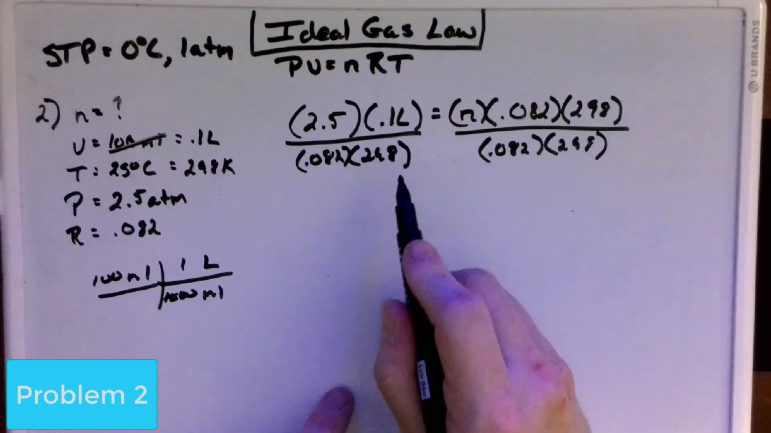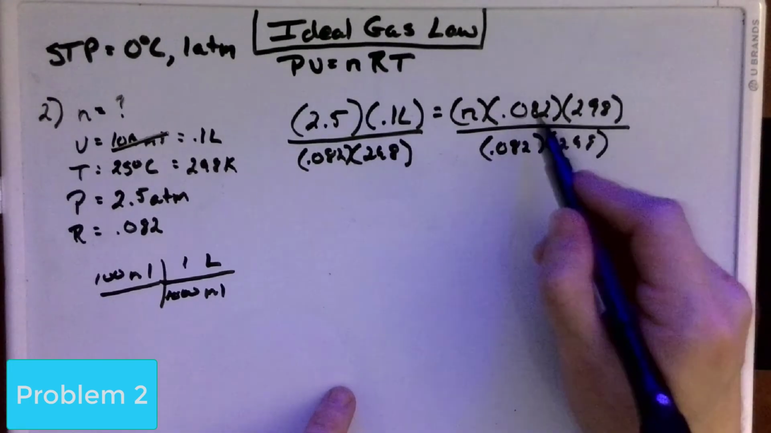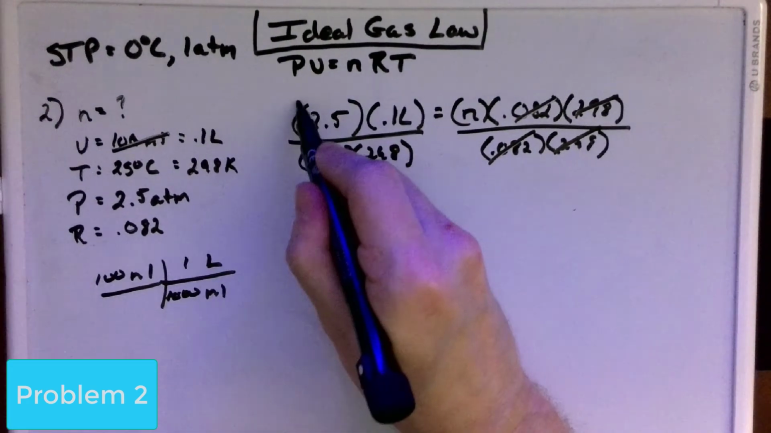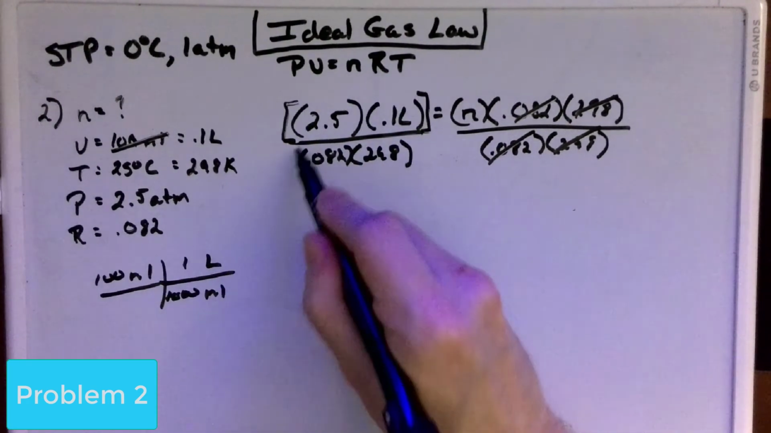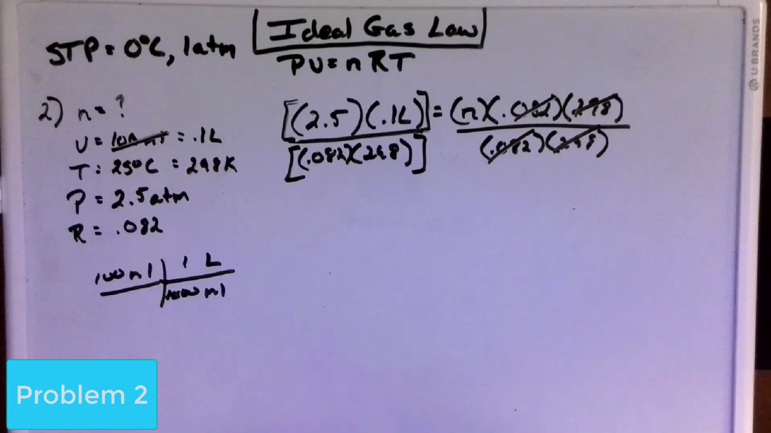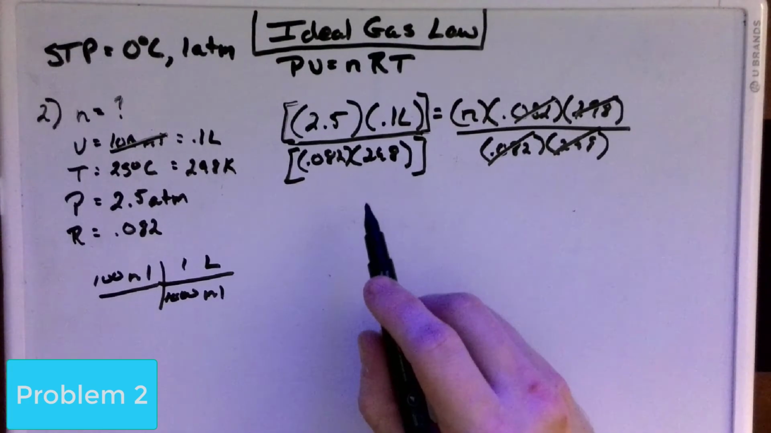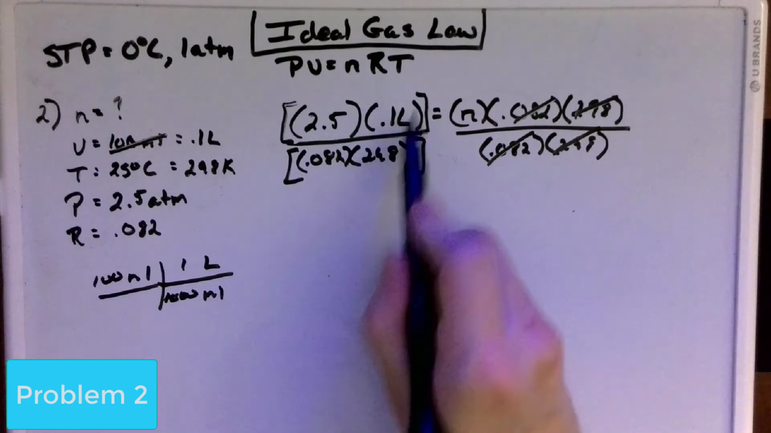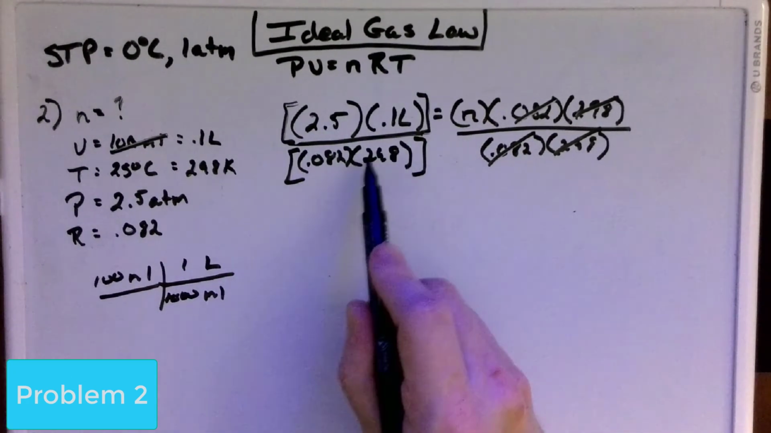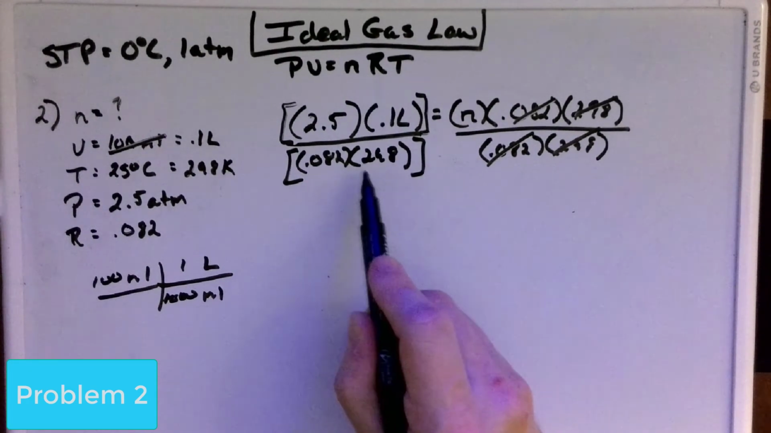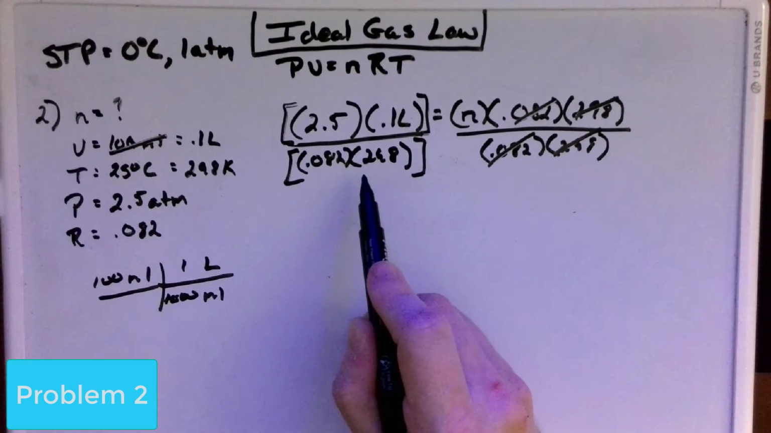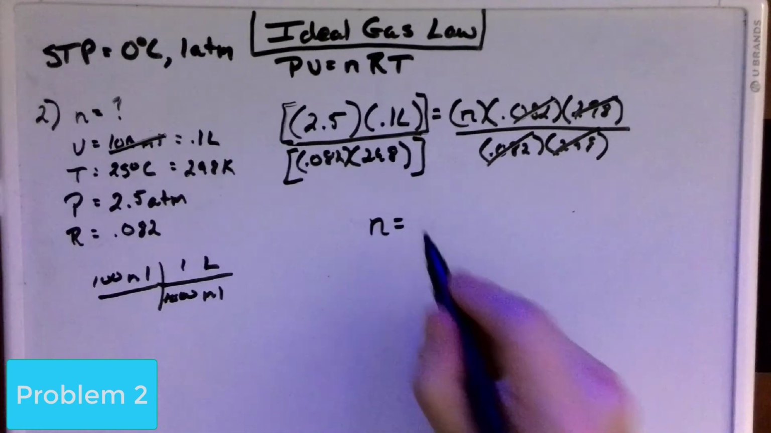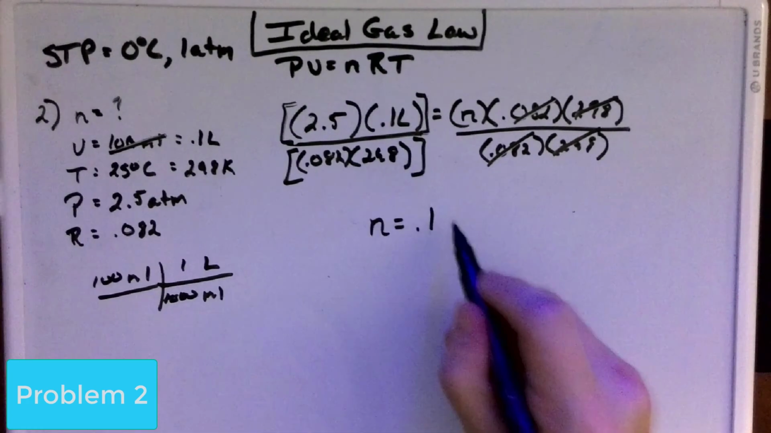Remember to be careful with your order of operations. When you actually do this and you cancel out the numbers that are on the number of mole side, it's still product of the top divided by product of the bottom. This tends to be the number one problem I see as an order of operations issue with students. So when you multiply 2.5 times 0.1 and you get a single answer, you divide by the product at the bottom, which is 0.082 times 298. Make sure you keep track of your order of operations. When you resolve this, the correct answer you should get is N equals around 0.1 moles total.